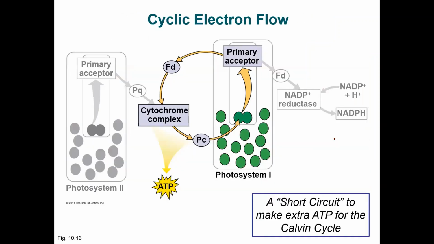One more thing to say is that I pointed out that we had linear electron flow. And I told you, what does linear mean? It means the electrons start somewhere. So they start at the water. Eventually, they end up on the NADPH. Right? That's what linear electron flow is.